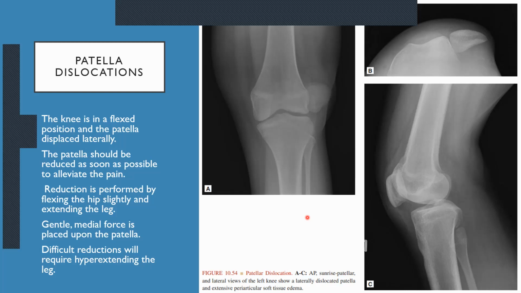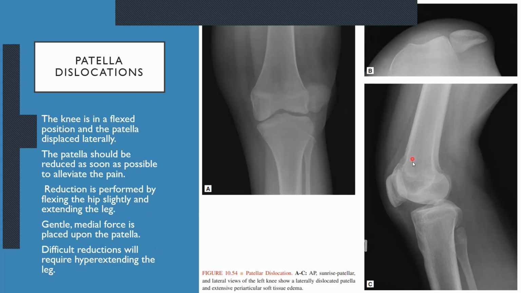But if you do get somebody who hasn't had a spontaneous reduction, then of course you just flex their hip ever so slightly and extend the leg under sedation, preferably conscious sedation such as ketamine, or very strong analgesia, and that would help. And then you give a bit of gentle medial pressure to the patella, and it generally will slip back in.